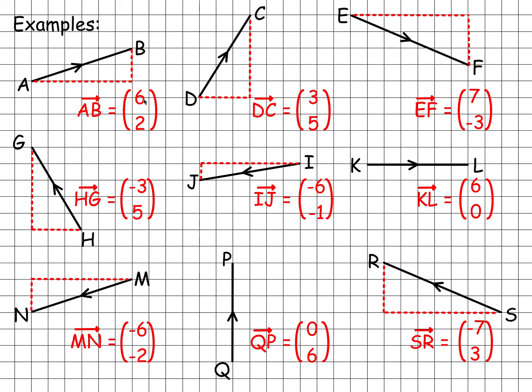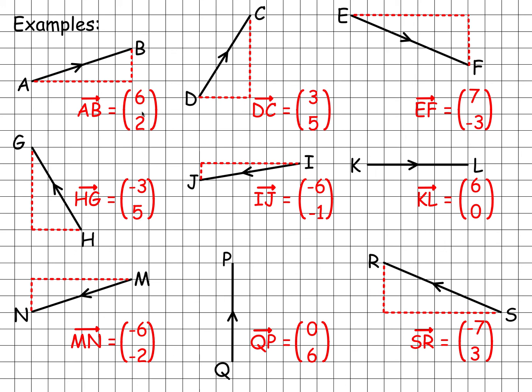However, if you look at AB being 6, 2 and MN being negative 6, negative 2, this vector MN is the negative of AB. Same here with EF where it's 7, negative 3 and SR's negative 7, 3. SR is the negative of EF because the components switch signs. So it's simply the vector here has its arrowhead reversed, you get this vector. So that's a column vector 7, negative 3. It's the negative of this vector, negative 7, 3.